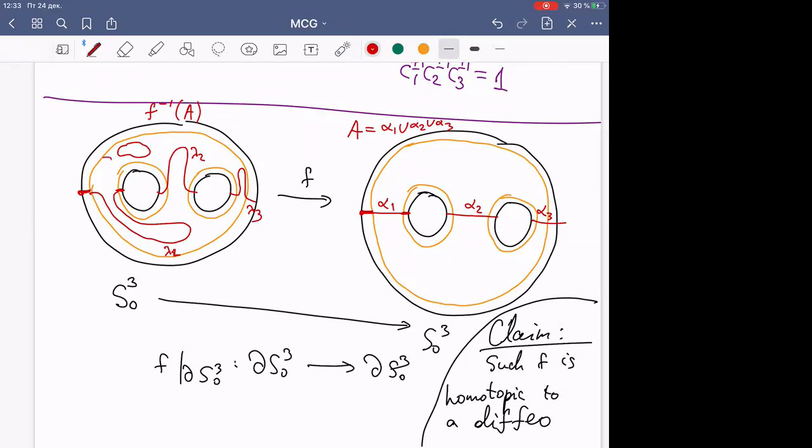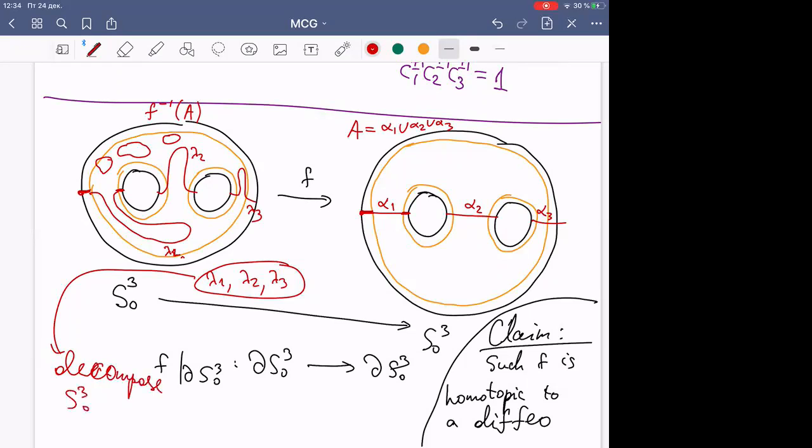We can have arbitrarily many closed components, but we have only one non-closed component for alpha 1, only one non-closed component for alpha 2, and only one non-closed component for alpha 3. But now look, these three, lambda 1, lambda 2, and lambda 3, also decompose S30 into two disks.